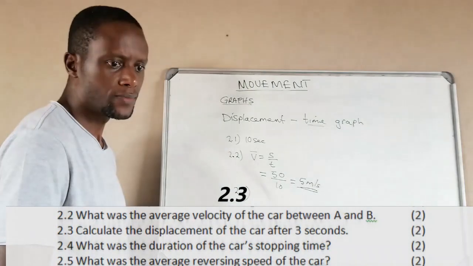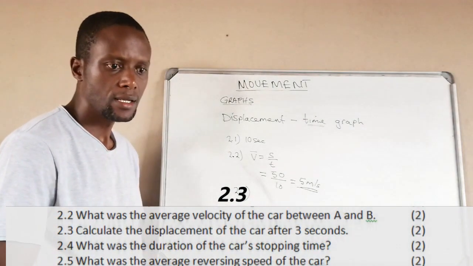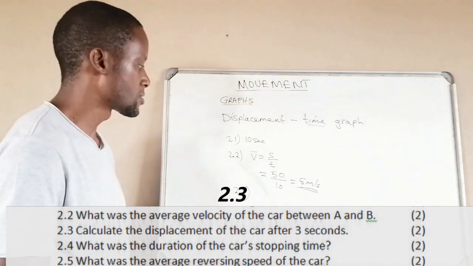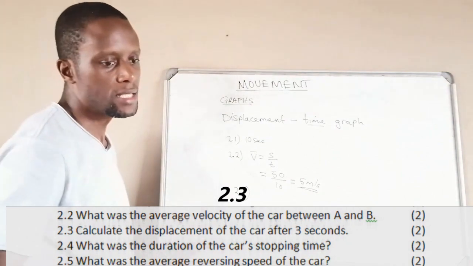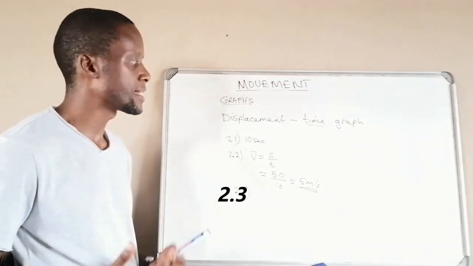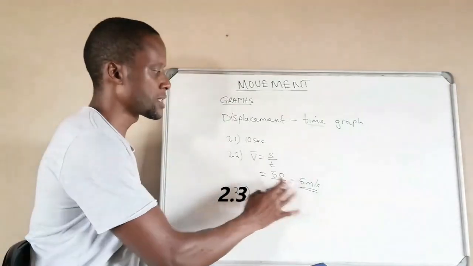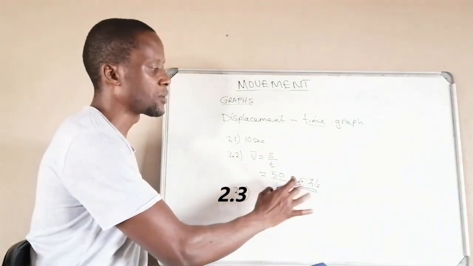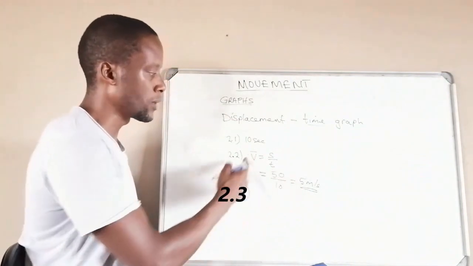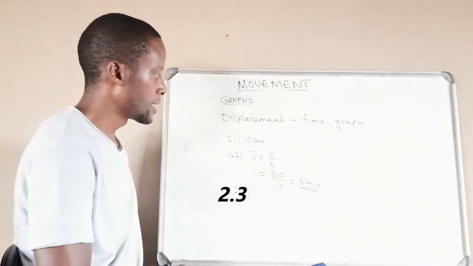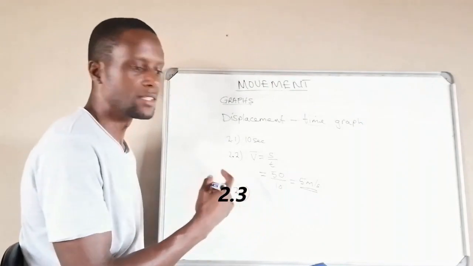2.2, calculate the displacement of the car after 3 seconds. Okay, so in this case, the displacement that we're going to calculate is just an assumption, because we are assuming that this velocity was constant. This average velocity may have been constant throughout the 10 seconds. So we're going to use the same velocity. However, we are calculating for the displacement.